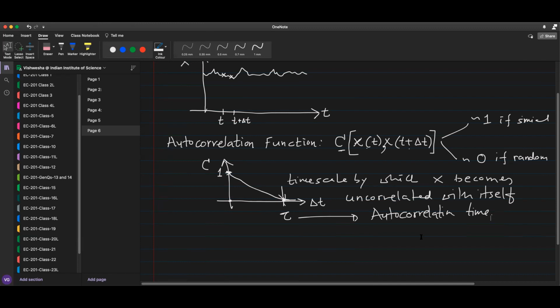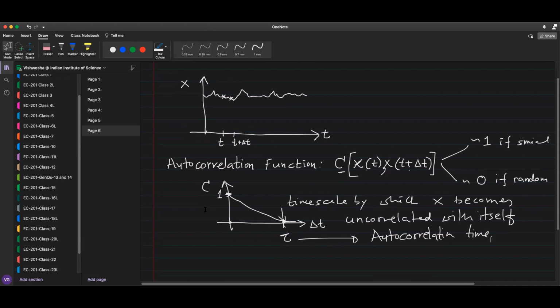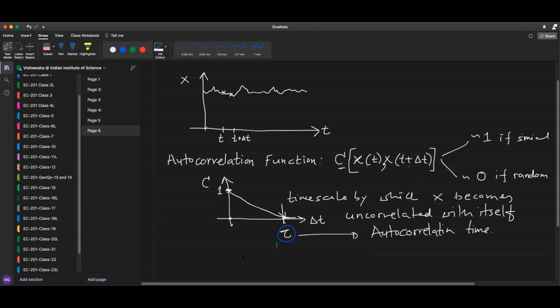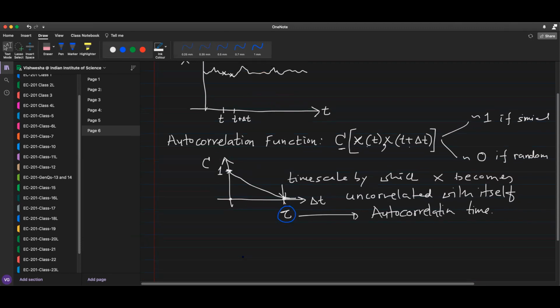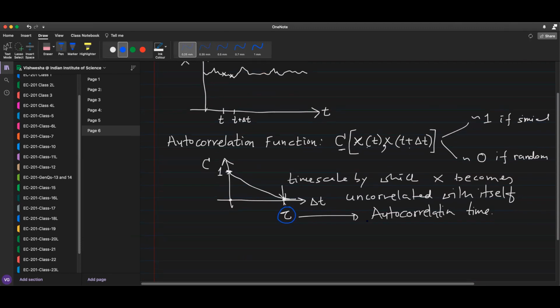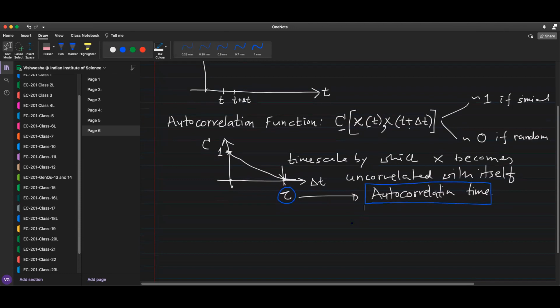So let's think of it in an abstract way. If you have any signal, you can compute this autocorrelation function and compute this tau. Tau is a measure of the time scale over which the system forgets itself. Is that fine? Are all of you clear now what this autocorrelation time means? Let me know. Yes, sir.